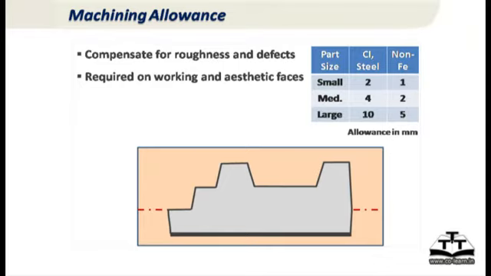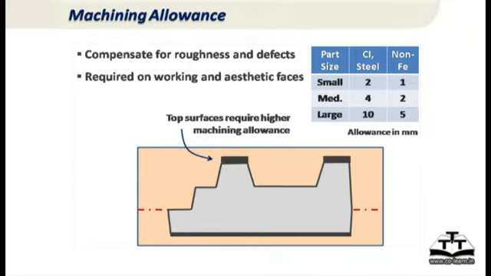Next, machining allowance. Wherever you have to machine a part, wherever you are mating parts, or you have to finish the part, you have to apply machining allowance because you have extra material which you are going to machine out. It depends on what kind of metal it is and the size of the part. The larger the part, usually the more deviation can happen, so you give more machining allowance. But that is logical. What about the top and bottom face?